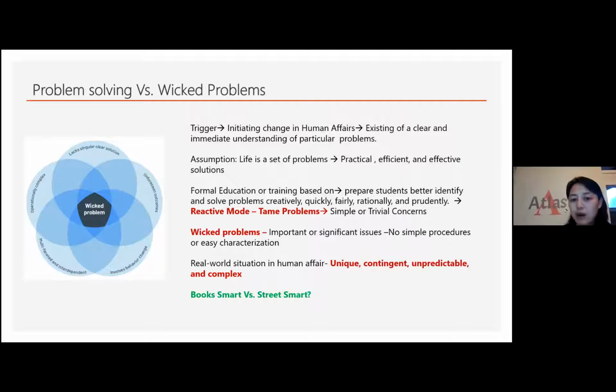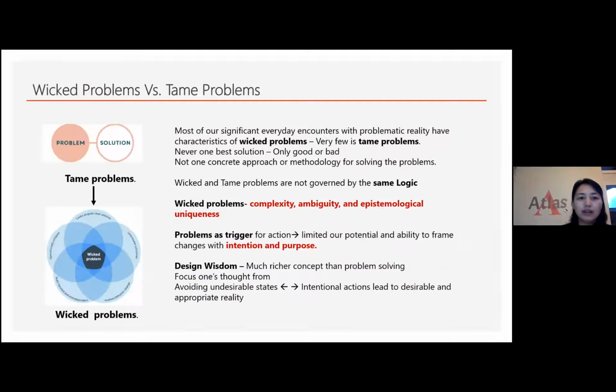This reminds me of book smart versus street smart. Why do people who have all the education and all the knowledge feel powerless in the real world? Because they can only think in this straight-line way. The more book smart, they can solve the tame problem, but not the wicked problem. So this graphic, which I found quite interesting, shows how the wicked problem has so many things intertwined and tied together. And then it compares these two problems.